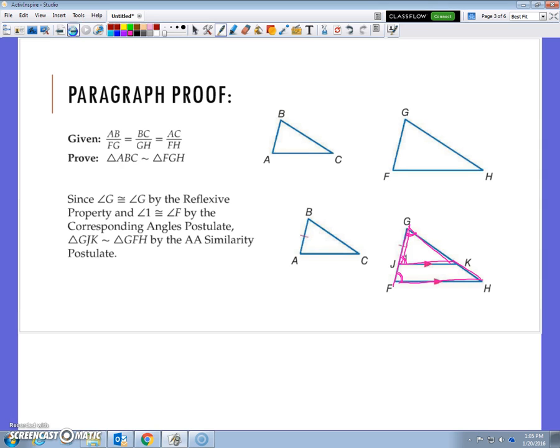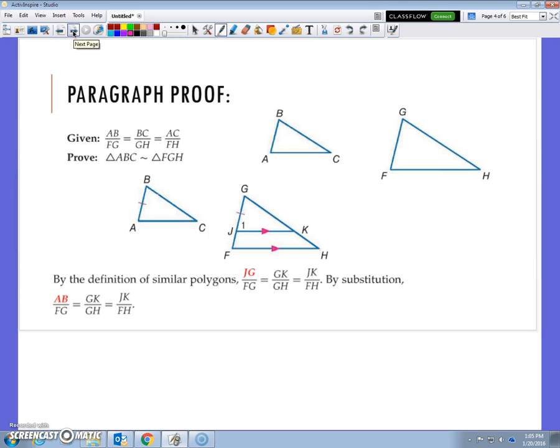But I'm trying to prove that GFH is similar to ABC. So I'm not there yet. I have some substitution to do. Through the definition of similar polygons, the ratio of this side to its whole, and this side to its whole, and this side to its whole should all be equal.